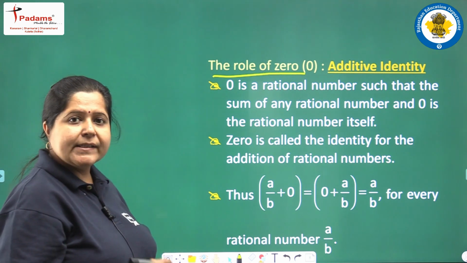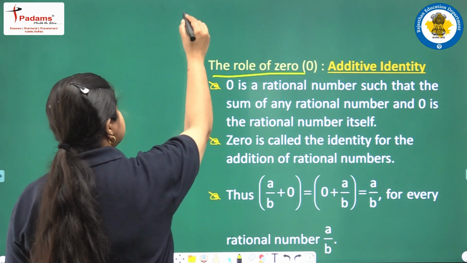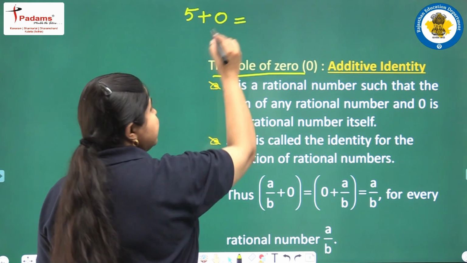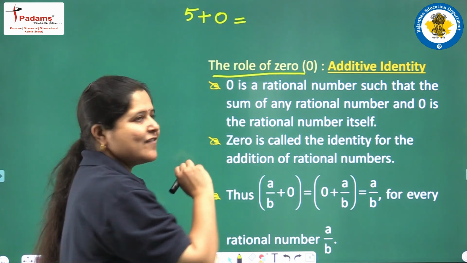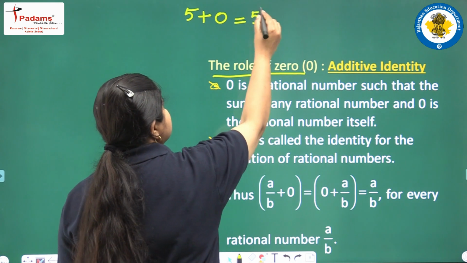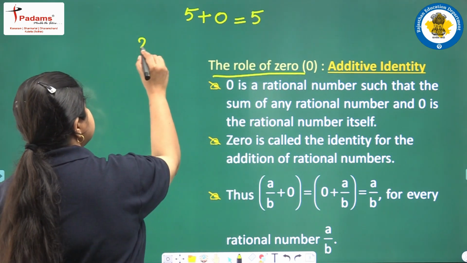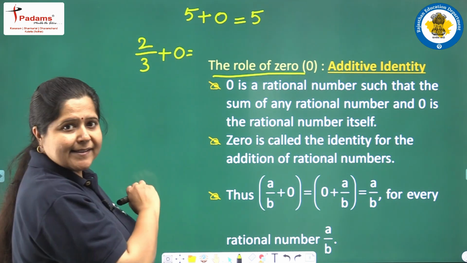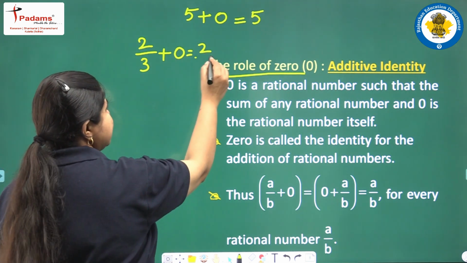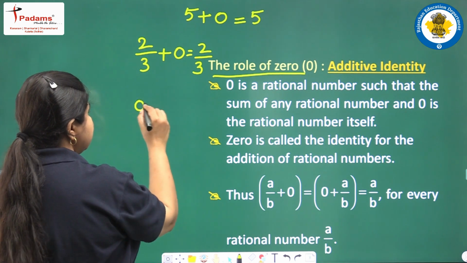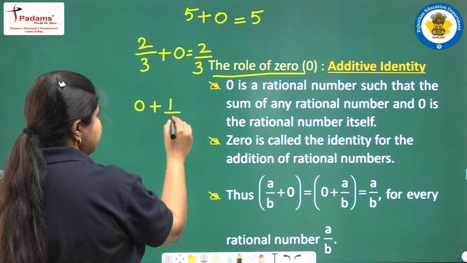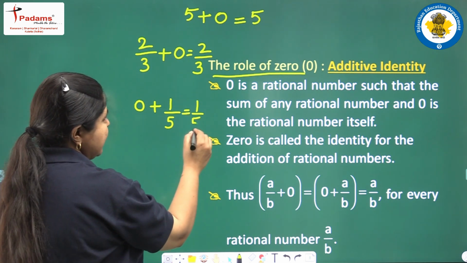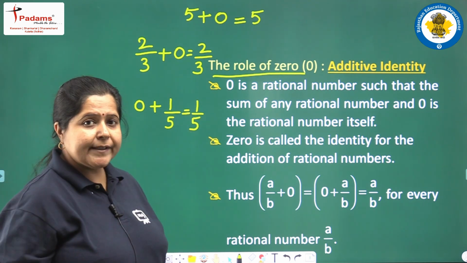Simply consider one whole number, let us take it 5. If I add 0 to it, what will I get? Yes, 5 back again. Similarly, if I add 0 to 2 by 3, what will I get? Yes, again 2 by 3. If I add 1 by 5, what will I get? Yes, 1 by 5. So what are you finding?